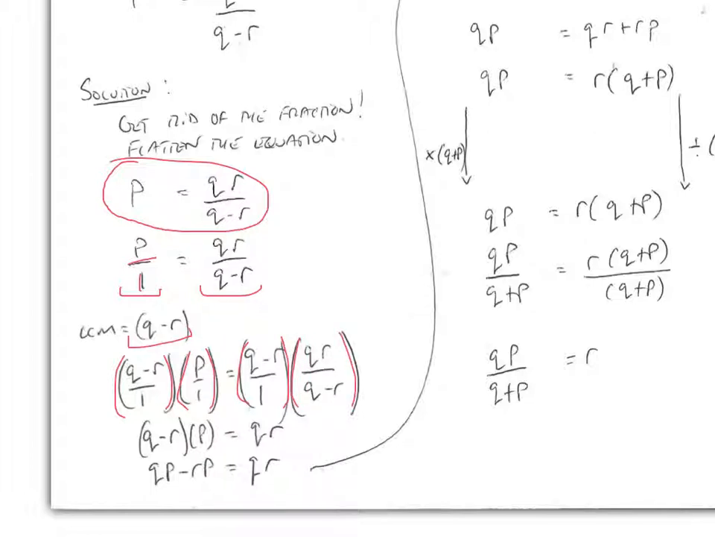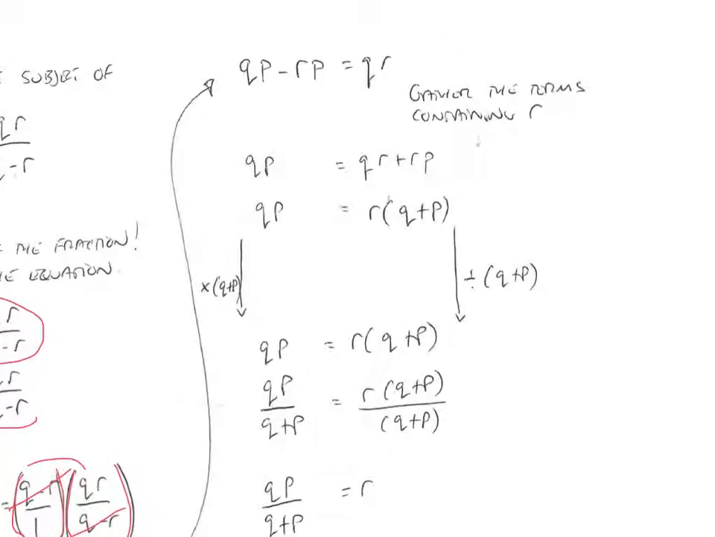And nothing really cancels here, so we'll end up with Q minus R times P here. But here, this will cancel with that there, so we'll have QR on this side. Just 1 by QR is QR. So we have this new flattened equation, QP minus RP equals QR. And this is the equation that we're going to work with to try and make R the subject of.